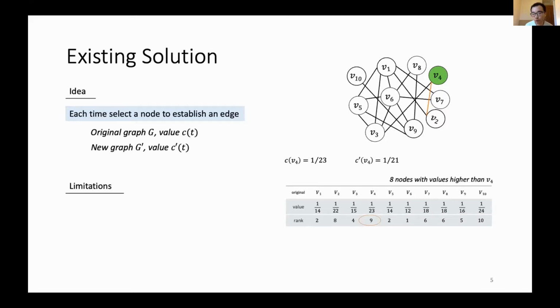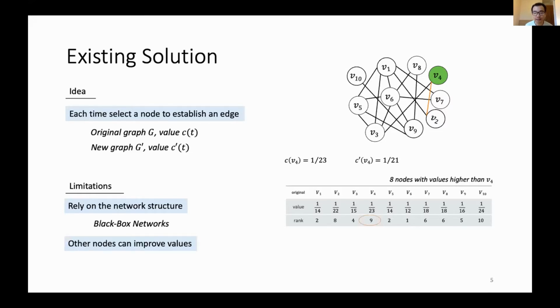Nevertheless, there are 2 limitations of this method. The first limitation is that this method assumes the network structure is known. Otherwise, the target node V4 does not know which node to establish an edge with. However, for many third-party users, the network is actually a black box. So in this case, this method cannot work.